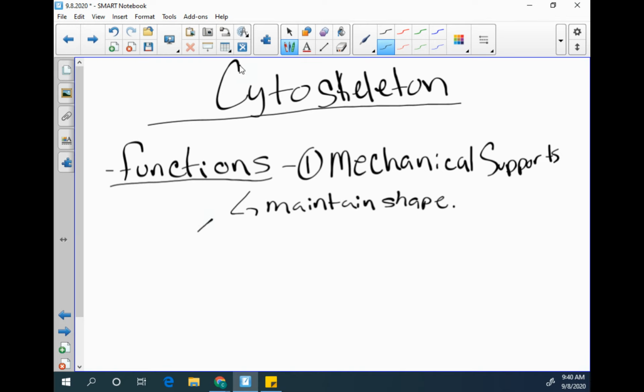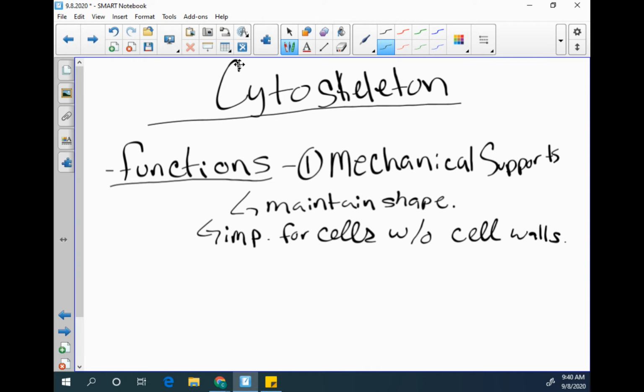So, important for cells without cell walls. All of the other cells in our bodies don't have cell walls because we are not plants. So, all of our cells have these cytoskeletons that help maintain our shape so we're not all flattened out or too wiggly to carry out our functions.